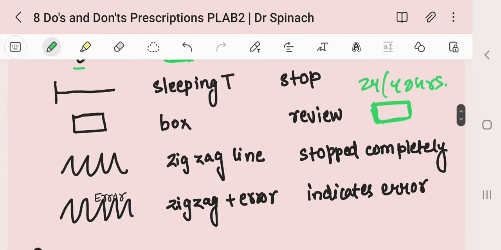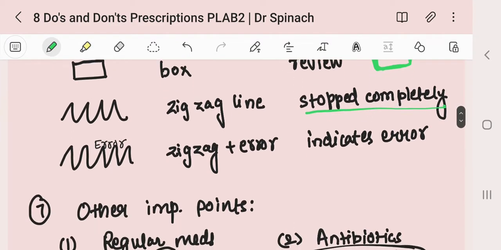Okay, then I call it a zigzag line. This is basically used when you want to stop the drug that you're giving completely, but you have to write that drug and then make a zigzag line. Sorry, not a cross. Okay, then I call it zigzag plus error.